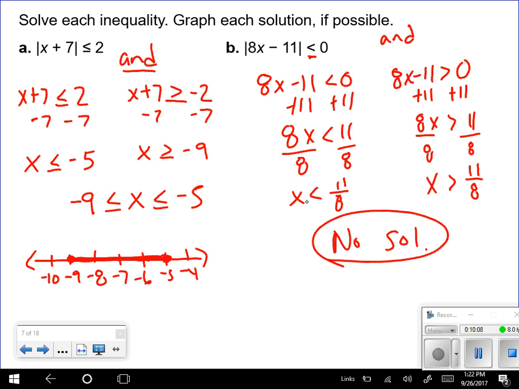So even if you get to this point and you're thinking about how I would graph that, how could you graph x being less than 11/8 and x being greater than 11/8? If it was equal to, we could at least graph 11/8. That could be a solution. But since it's not, nothing works. So no solution is our answer.